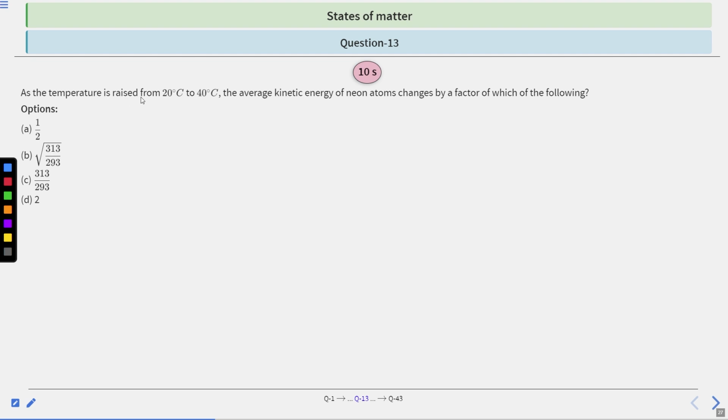As the temperature is raised from 20 degrees Celsius to 40 degrees Celsius, the average kinetic energy of neon atoms changes by a factor of which of the following? Options are 1 by 2, under root 313 upon 293, 313 upon 293, or 2. You have 10 seconds to solve this question. After that, we will see the answer.